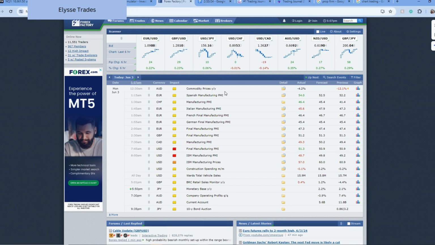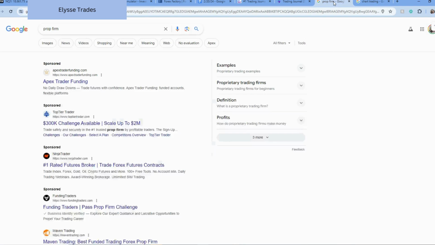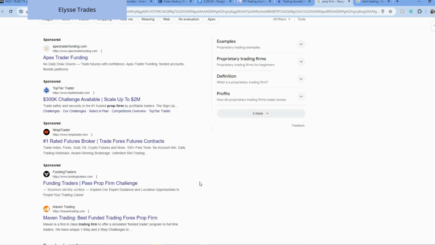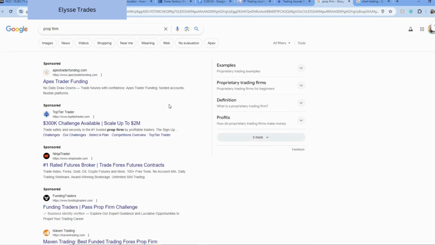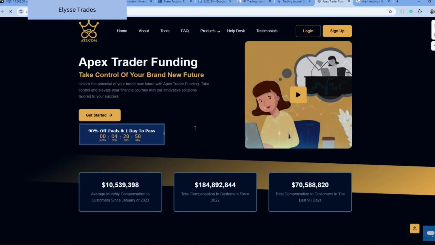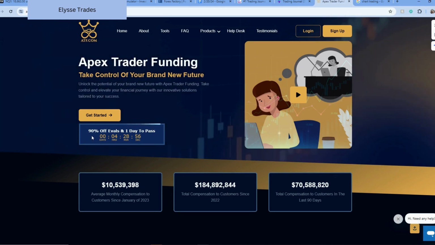Next, I suggest getting a prop firm when you are done paper trading. So prop firms, you can easily search up, look around on YouTube, the best kind of prop firm, what works for you. I currently use Apex. Right now, as of June 3rd, they currently have a deal. They have lots of deals a lot of the time. So right now they have 90% off evals, and then you only need 1 day of trading to pass to get the account. So this is what I use currently.